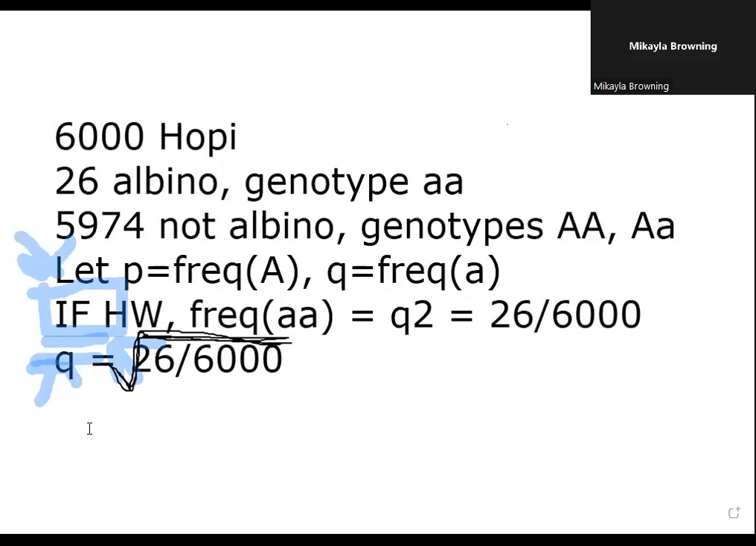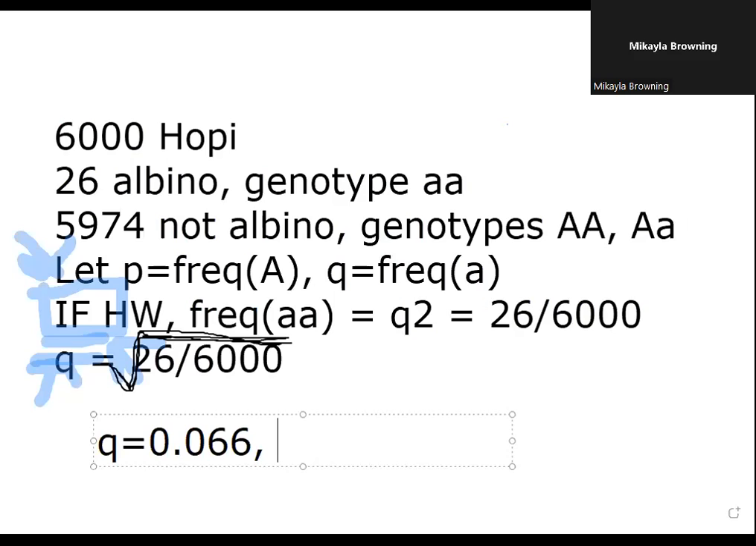So Q, therefore, is going to be equal to what? What's the square root of 26 divided by 6,000? Hang on. 0.066. Okay, you with me there? What's the frequency? What's P? What's the frequency of big A?